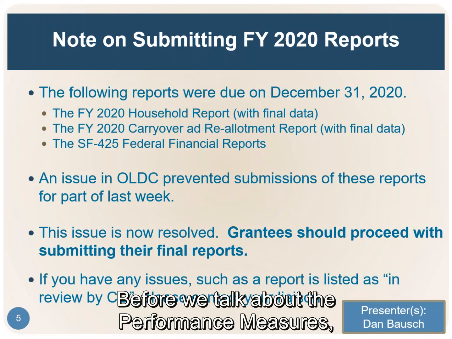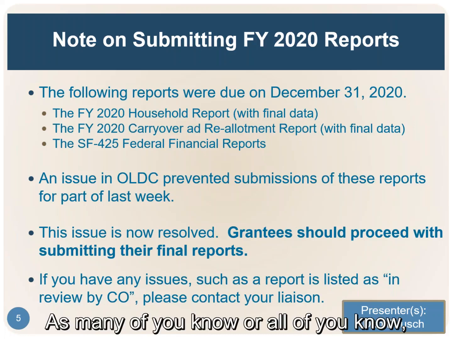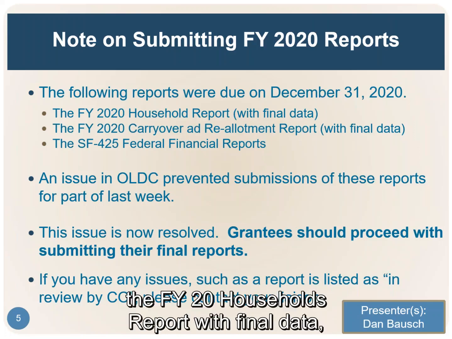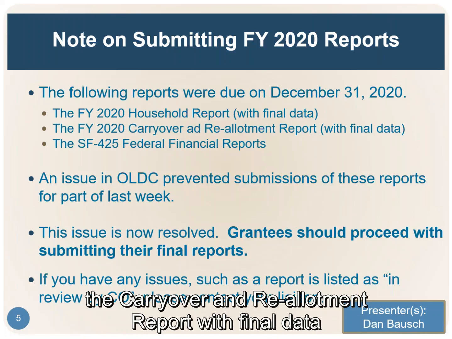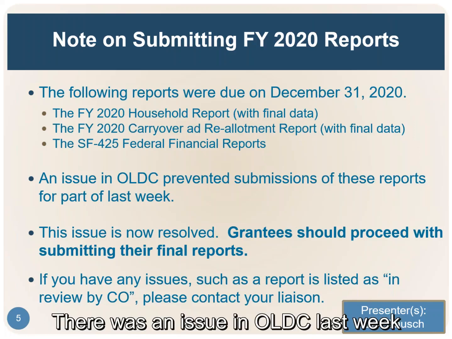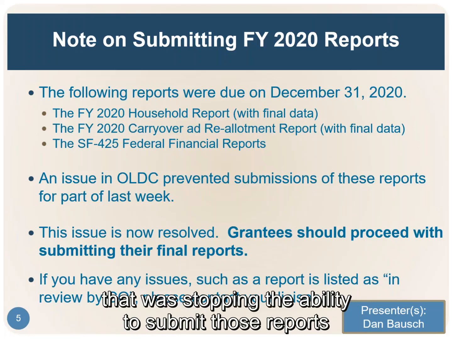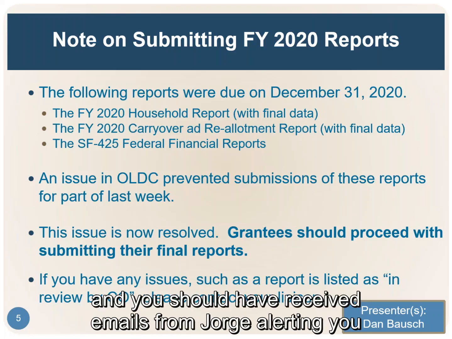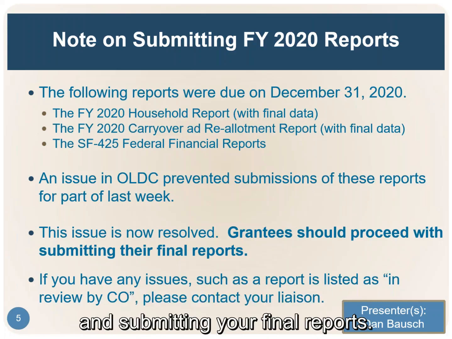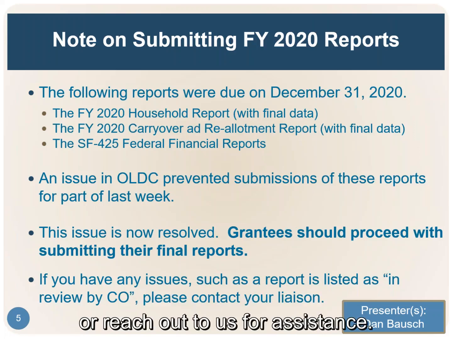Before we talk about the performance measures, we wanted to give you an update on the other FY20 reports. As many of you know, there were a few reports that were due at the end of December: the FY20 household report with final data, the carryover reallotment report with final data, and your 425 federal financial reports. There was an issue in OLDC last week that many of you reached out to your liaison or to us about that was stopping the ability to submit those reports. That issue has been fixed, and you should have received emails from Jorge alerting you that you could go in and proceed with making any edits and submitting your final reports. If you're still facing any issues with that process, please reach out to your liaison or reach out to us for assistance.